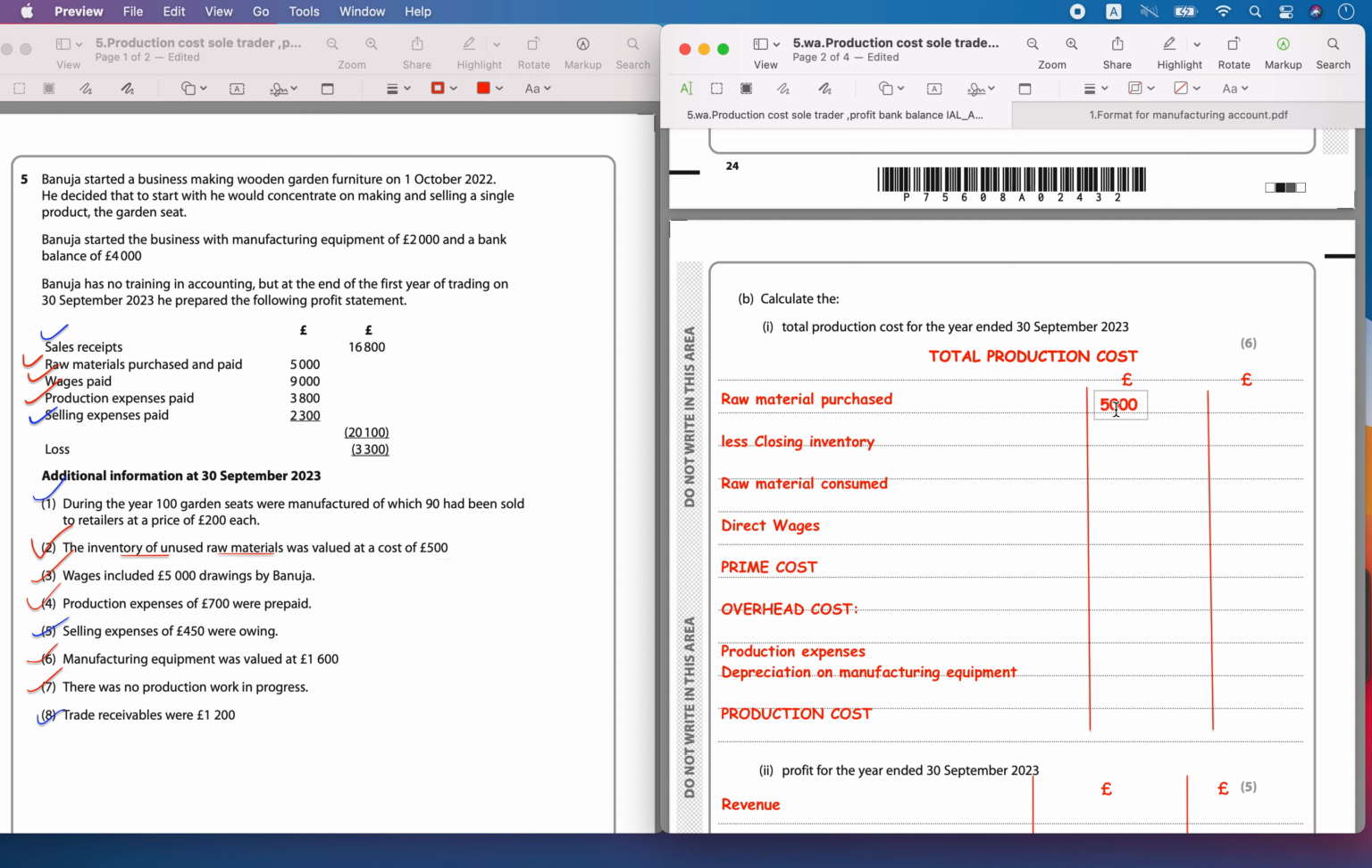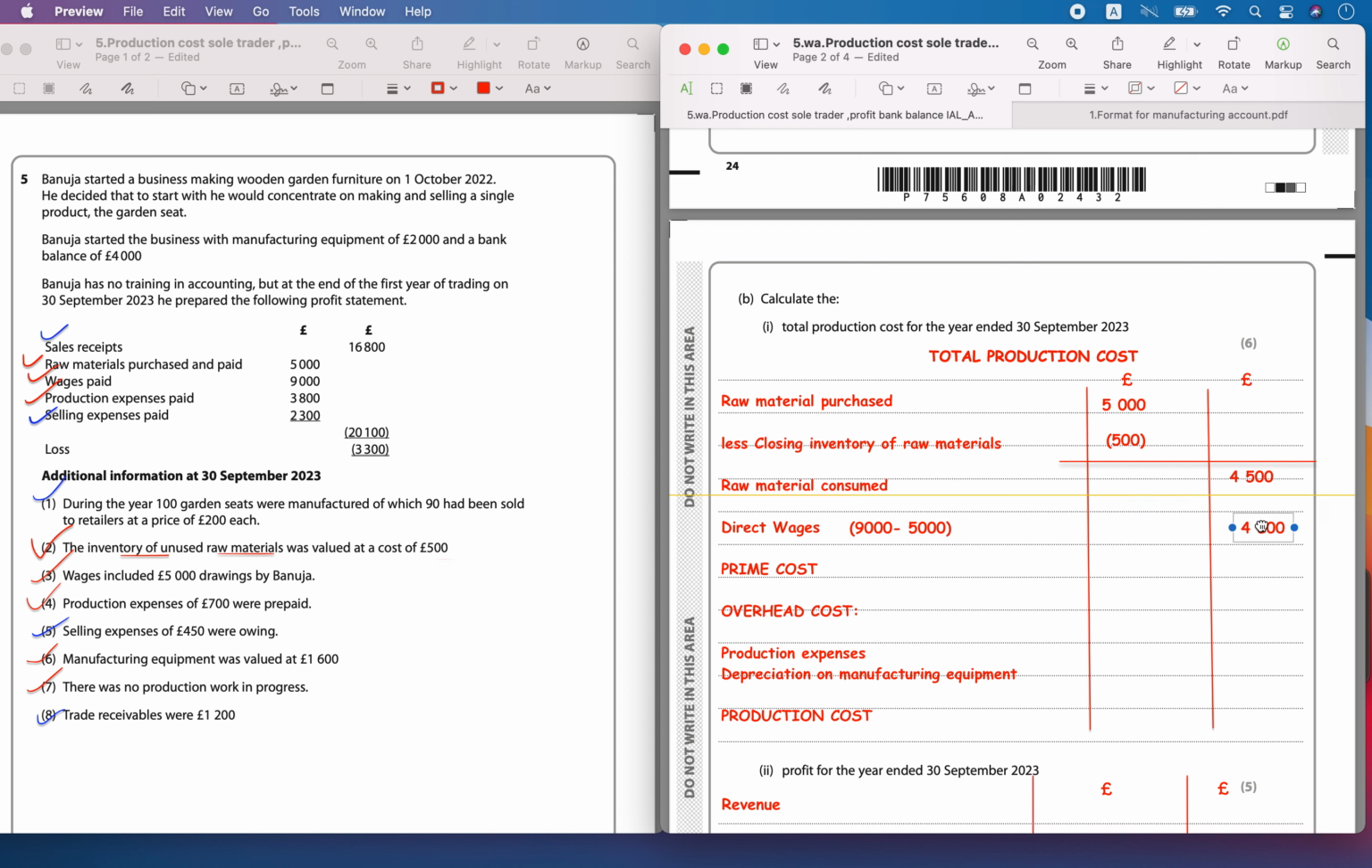The raw material purchase was 5,500, so less the remaining value of the closing inventory of raw materials, raw material consumed was 4,500. Then we have wages. The wages paid were 9,000, but it included 5,000 as drawings, so you will subtract it. 9,000 minus 5,000, so only 4,000 is related to production wages.